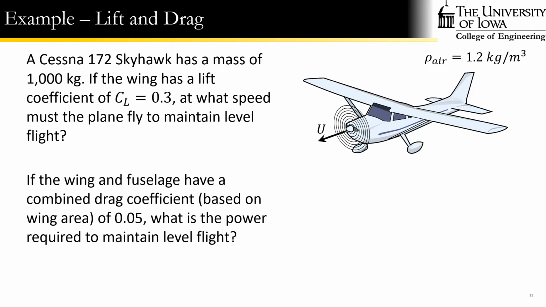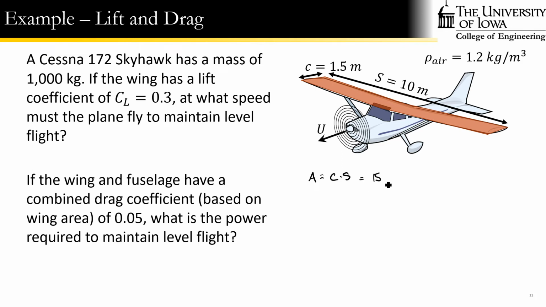We're given some information about it in the form of the dimensions of the wing. C is what we call chord, that's the length of the wing, and S is the span, in this case 10 meters. Because we're talking about a wing, the area used for both the lift and the drag is going to be the same, and that's C times S. That is the planform area of the wing, which is 1.5 meters by 10 meters, so we're dealing with a 15 square meter area.